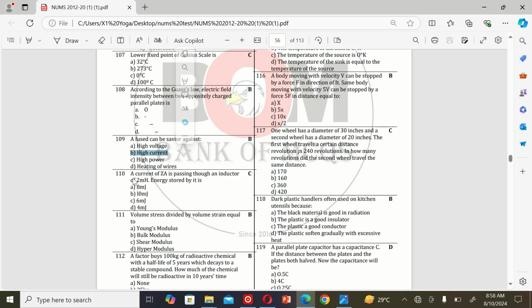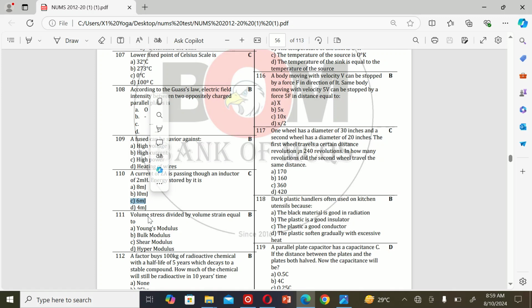The next MCQ is: a current of 2A is passing through an inductor of 2 mH. The energy stored by it is: A, 8; B, 10; C, 6; D, 4. So the correct option is C, 6.